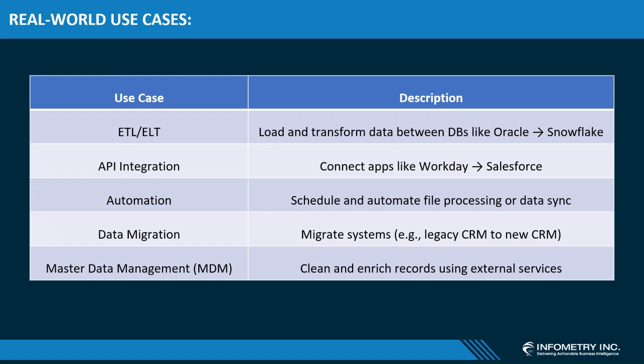Third, automation. SnapLogic helps automate daily or scheduled jobs like processing data or synchronizations. For example, automatically picking up a file in S3 or FTP, processing it, and loading it into a database. This reduces manual work and avoids errors.